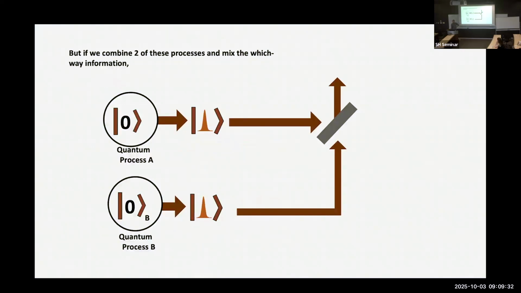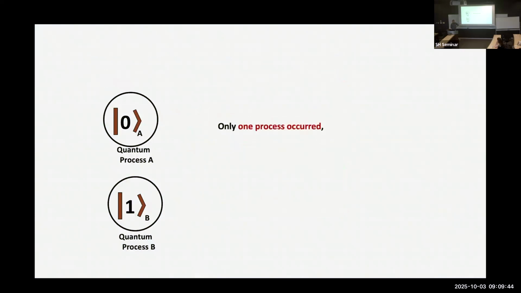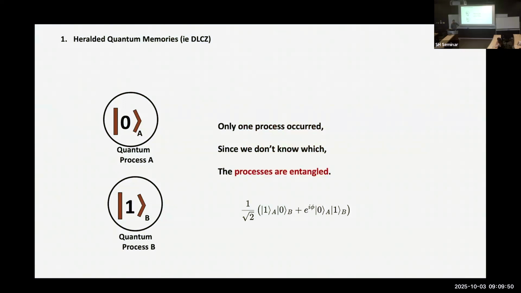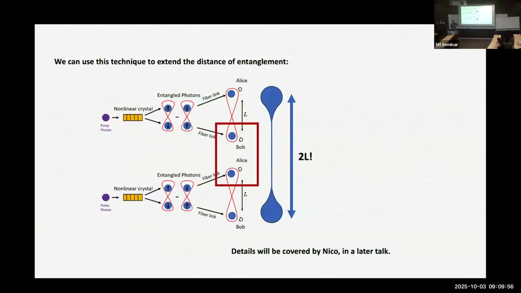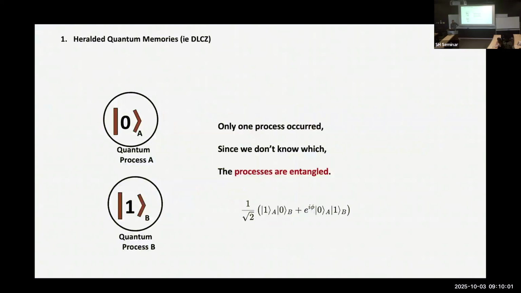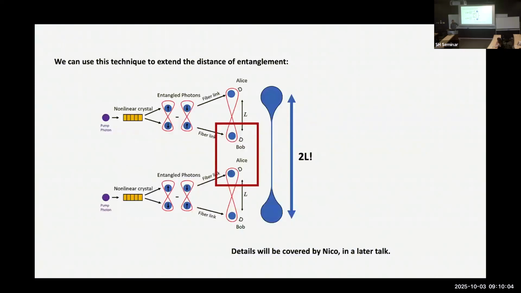Then what you can do is mix and match these by having multiple quantum processes. And then you mix the which-way information of these two photon pulses. As soon as you get one click, you know that it either had to happen in process A or in process B. And because we don't know which, these processes end up being entangled. This is the intuition behind what's sometimes called the DLCZ protocol, where you're transferring the information through the entanglement that's stored inside of the medium, as opposed to the light itself. Now, this will be covered in more detail by Nico in a later talk.